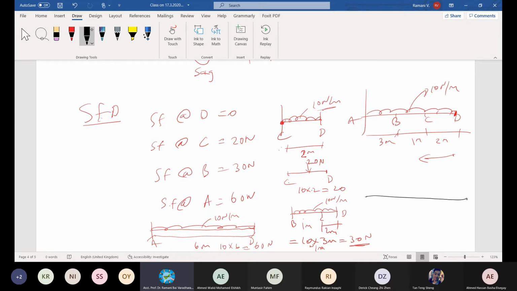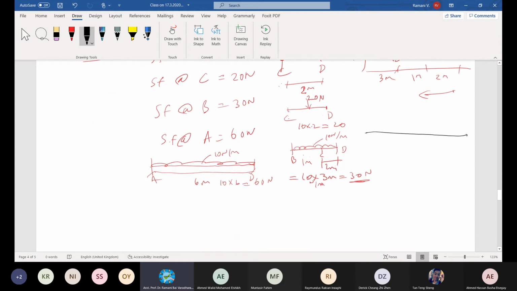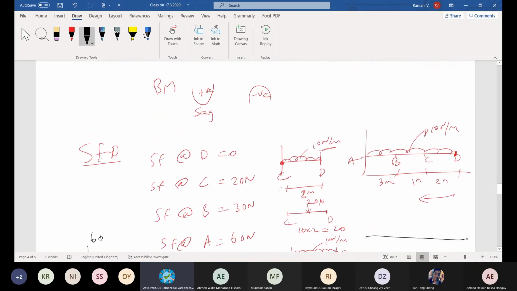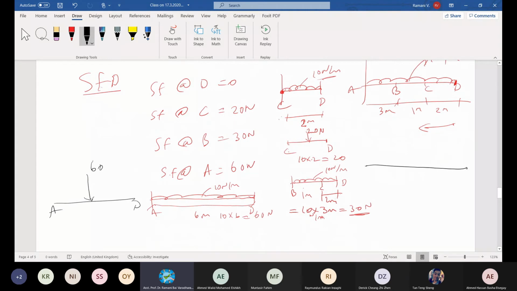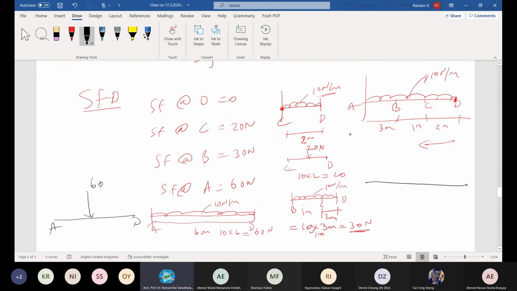Number 1, you have to know whether it is positive or negative, correct? All forces are working downward. When you convert A to D into UDL, 10 times 6 is 60, acting downward. So shear force acting downward is positive or negative? Positive. Downward, positive. Very good. In shear force we draw the positive upward, right?